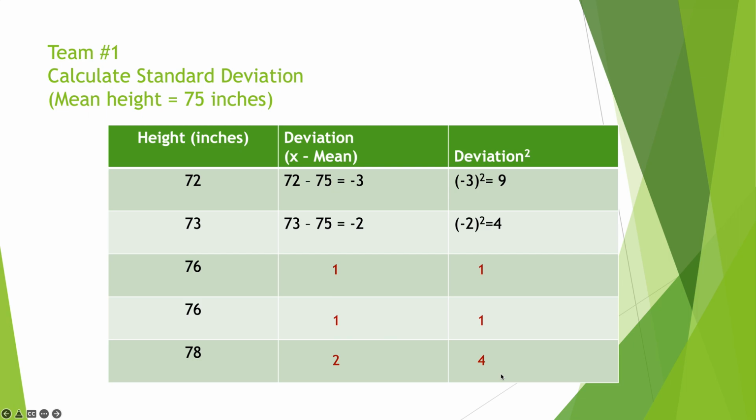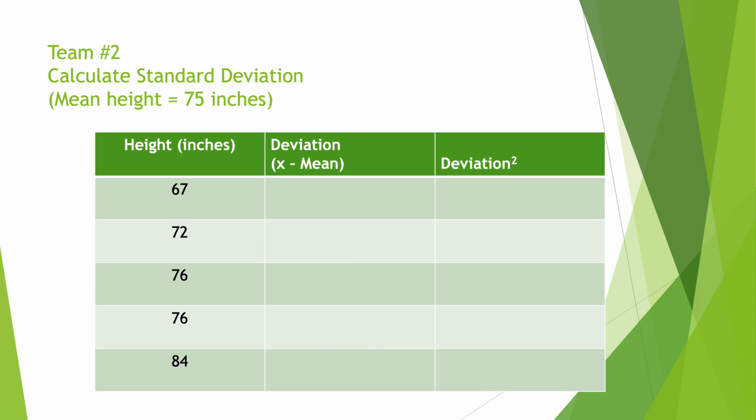All right. Fill out the whole table. The mean is 75. So from the beginning to the end, fill it all out. Go ahead. So stop and start time here.